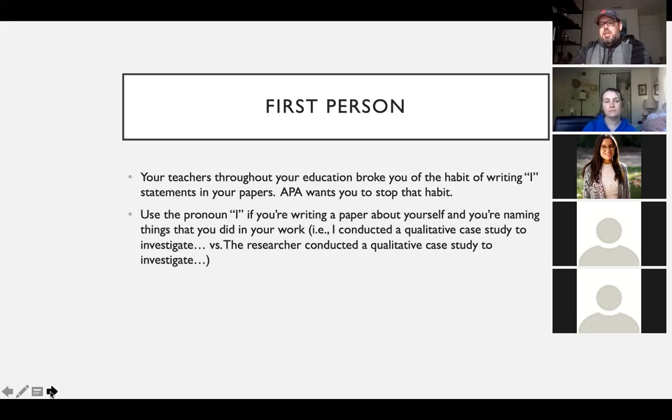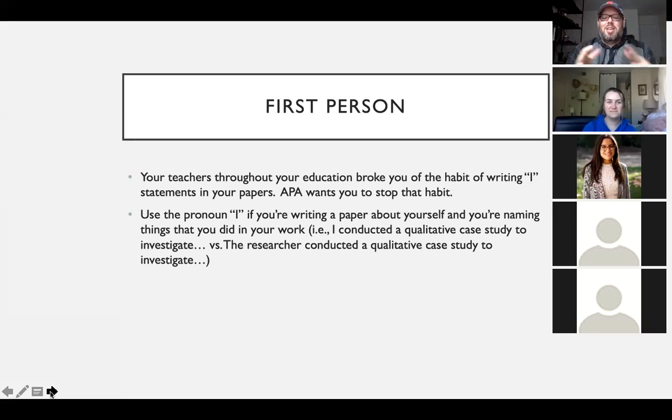Additionally, another piece that's really important to APA is that they say we should be using first person as much as possible when appropriate in our writing. Many teachers throughout K through 12 and also through undergrad have probably broken you of the habit of using I statements in your papers. So this is now sort of evidence that you can go back to them and say, you taught me wrong, right? No, you don't need to do that.